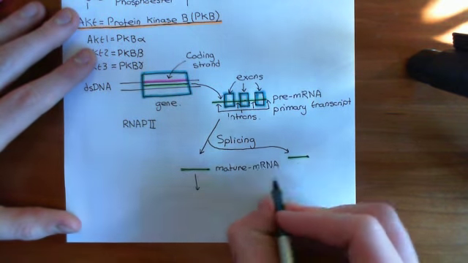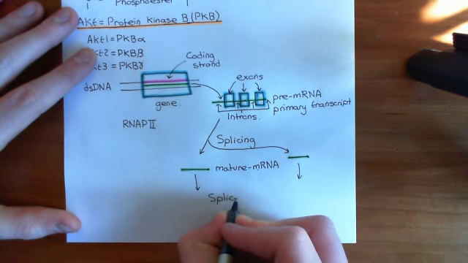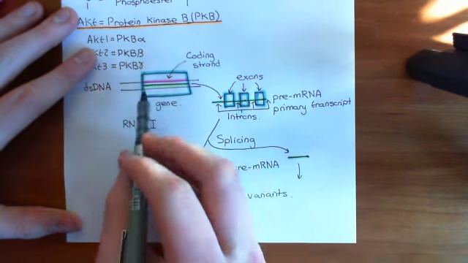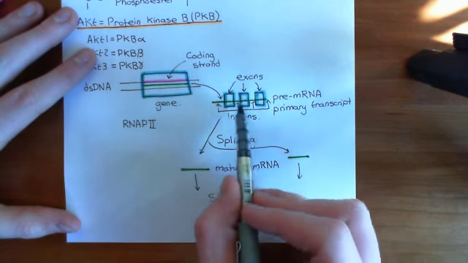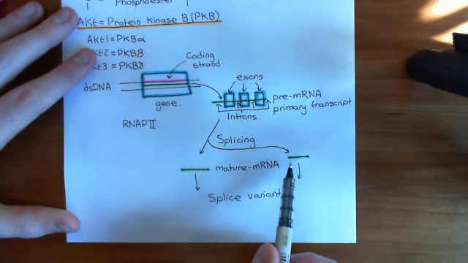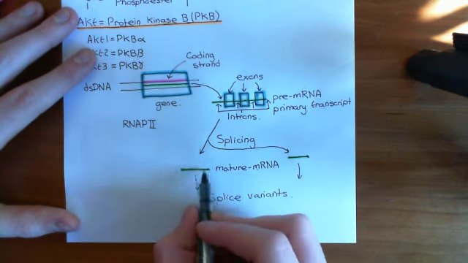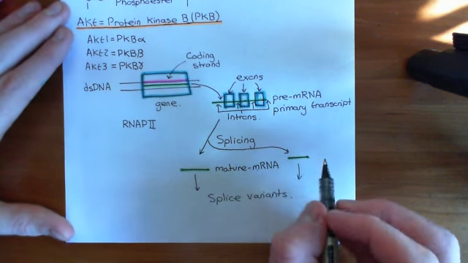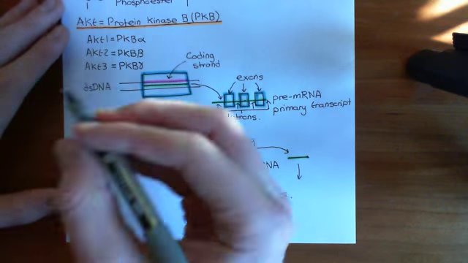Now, these will then go on to code for different proteins, and these different proteins are known as the different splice variants of the gene. Okay, so this is how from one gene you can produce different proteins, because there are different ways of splicing up the pre-mRNA, which will result in different mature mRNAs, which will then code for slightly different proteins. So of the 2 proteins here, this one will give a big protein, and this one will give a smaller protein.